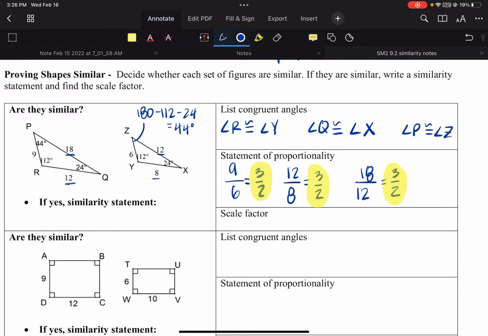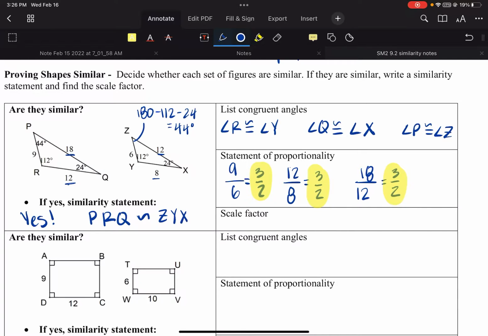Now we've just proved that all the corresponding angles are congruent and all the corresponding sides are proportional, which means that yes, this is an example of a pair of similar triangles. So we're going to write what's called a similarity statement. We're going to say, triangle PRQ is similar to, this little squiggle means similar to, and then we're going to write the other triangle, ZYX.